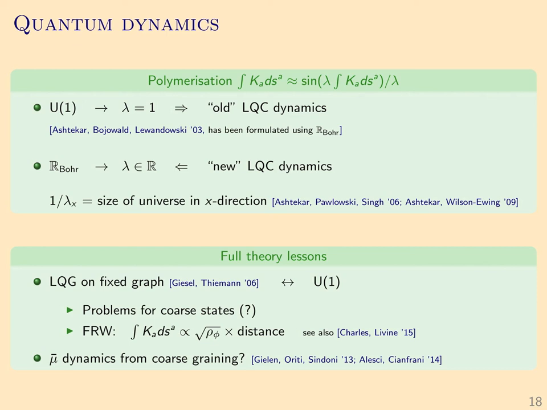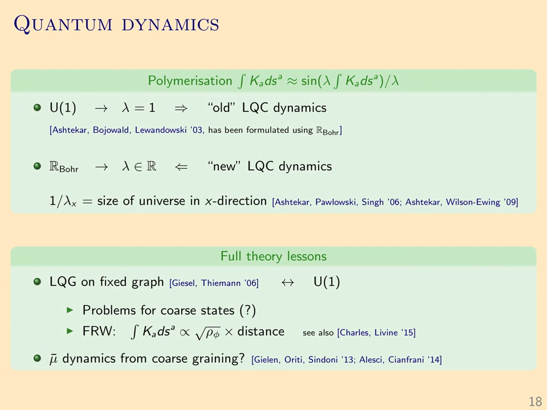Now, if you set lambda equal to 1 and you go through the regularization, then you will find that on your reduced states you obtain the old loop quantum cosmology dynamics, old referring here to the paper from 2003 by Ashtekar, Bojowald, and Lewandowski. There is a slight remark here because this has led to confusion earlier. In that paper from 2003, the theory was formulated using the Bohr compactification as a group. However, the statement here is that if you use U1 in the full theory, then you will arrive at the dynamics that was defined in that paper. This makes sense because the dynamics defined in that paper can also be constructed if it were formulated using U1 and not the Bohr compactification.